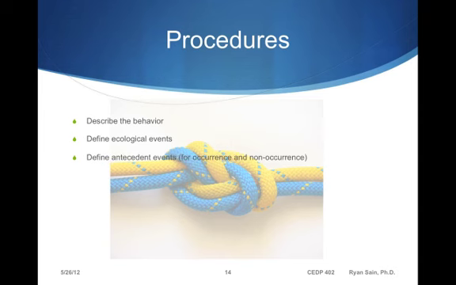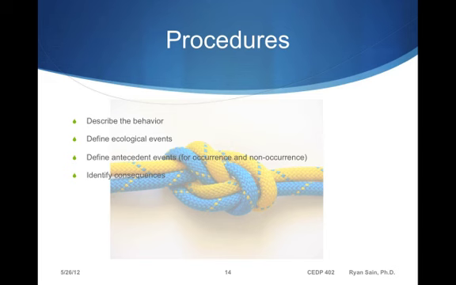So we're going to describe that behavior, and we're going to define ecological events, the context in which it's happening. We're going to define antecedent events for the behavior occurring and not occurring. So what is actually going on and under what scenarios? And that's what we're at so far. Identify the consequences for inappropriate behavior. What's going on, right? So what does the person get out of misbehaving?